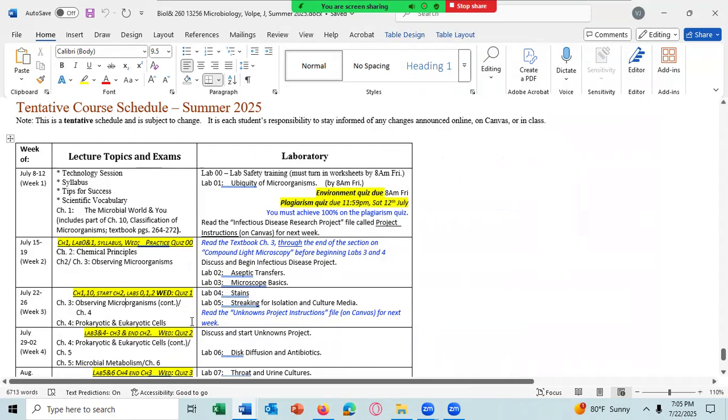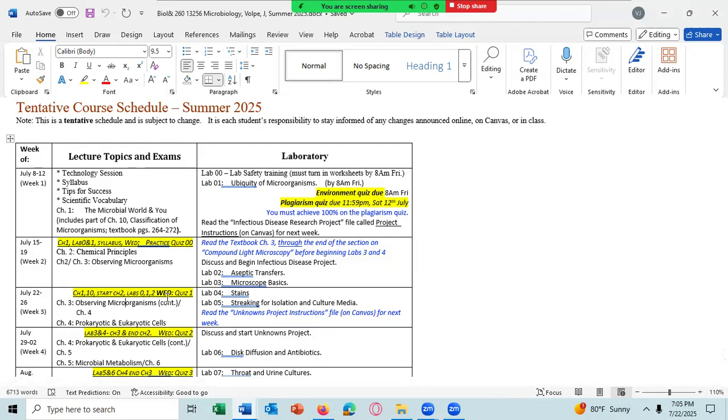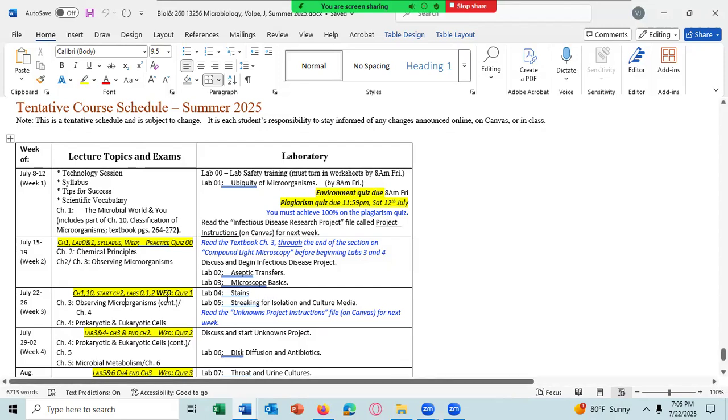And we are going to be talking about Lab 4 stains. Any questions about what we're going to do? Please remember you have a quiz 1, which must be taken this Wednesday. All right.